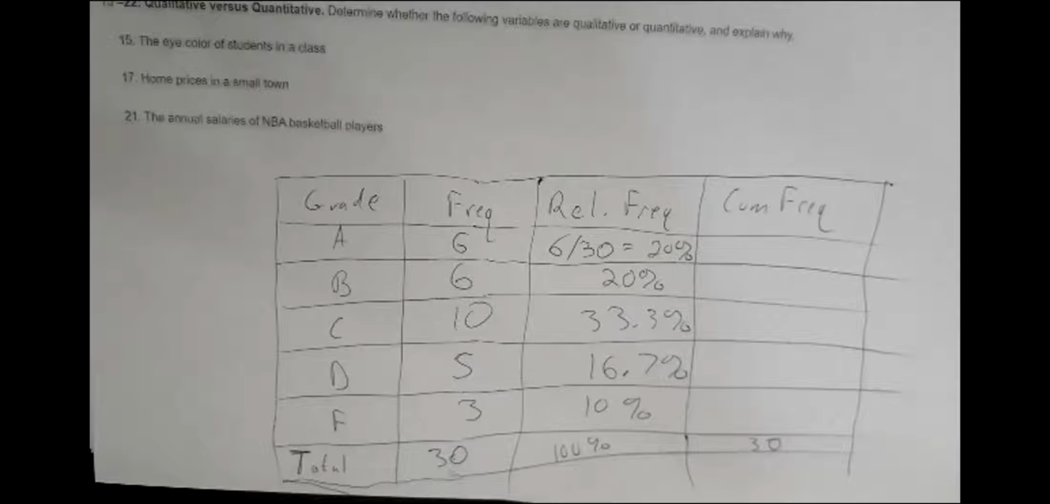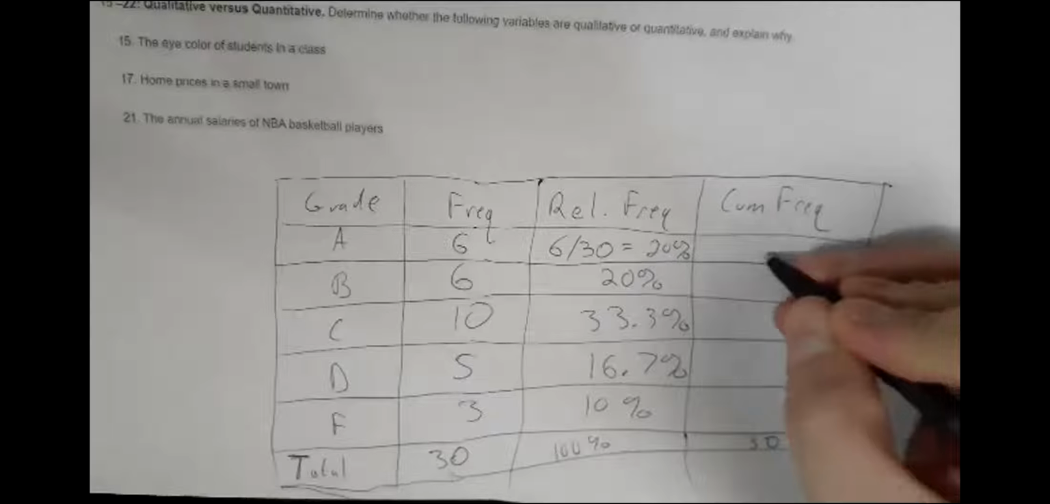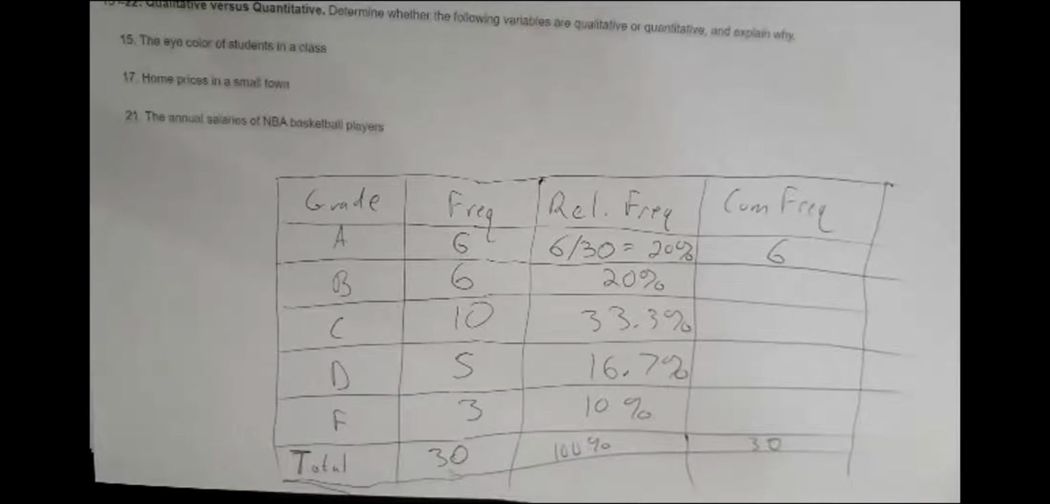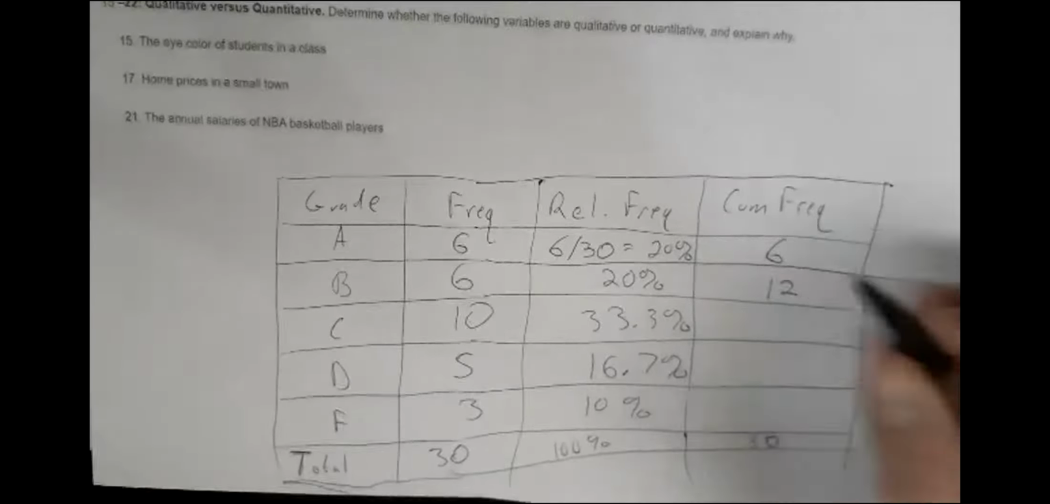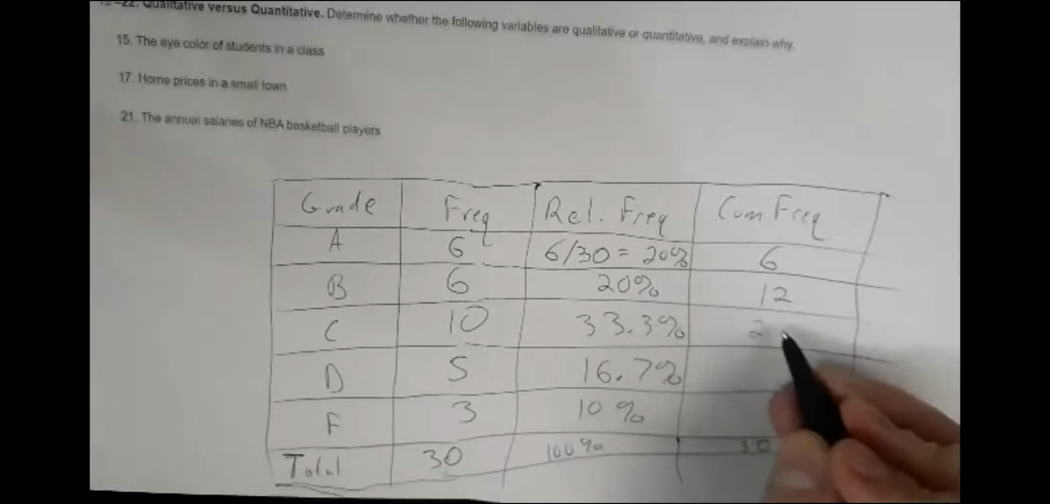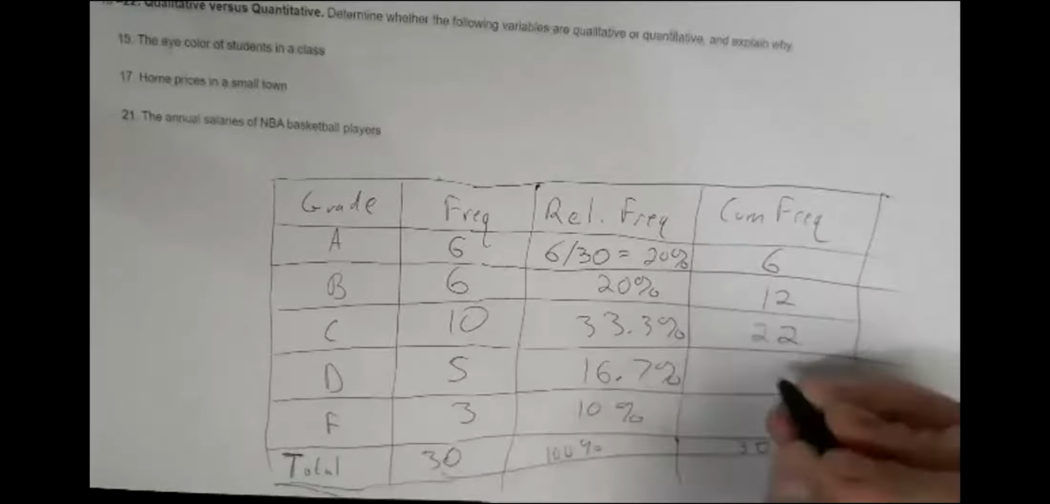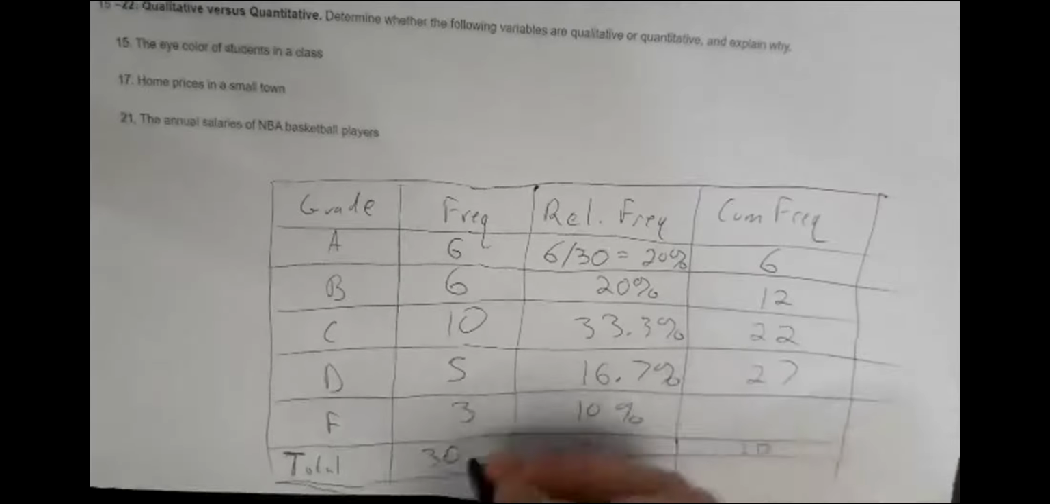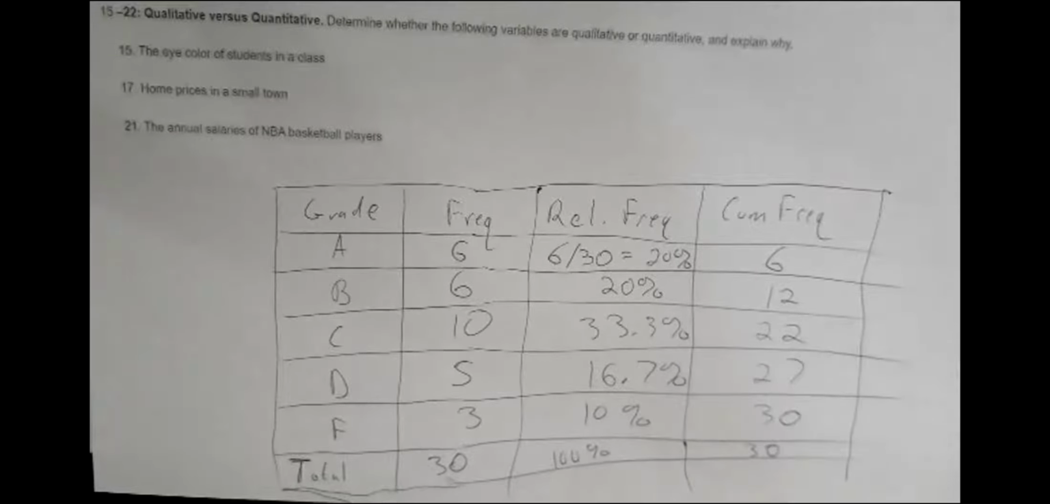Cumulative frequency is the last one. I'll give you a hint. This one's 6. What's going to be my next one? 12. And the next one is 22. We're adding 10. 27. 30. And then it should repeat for the last one.